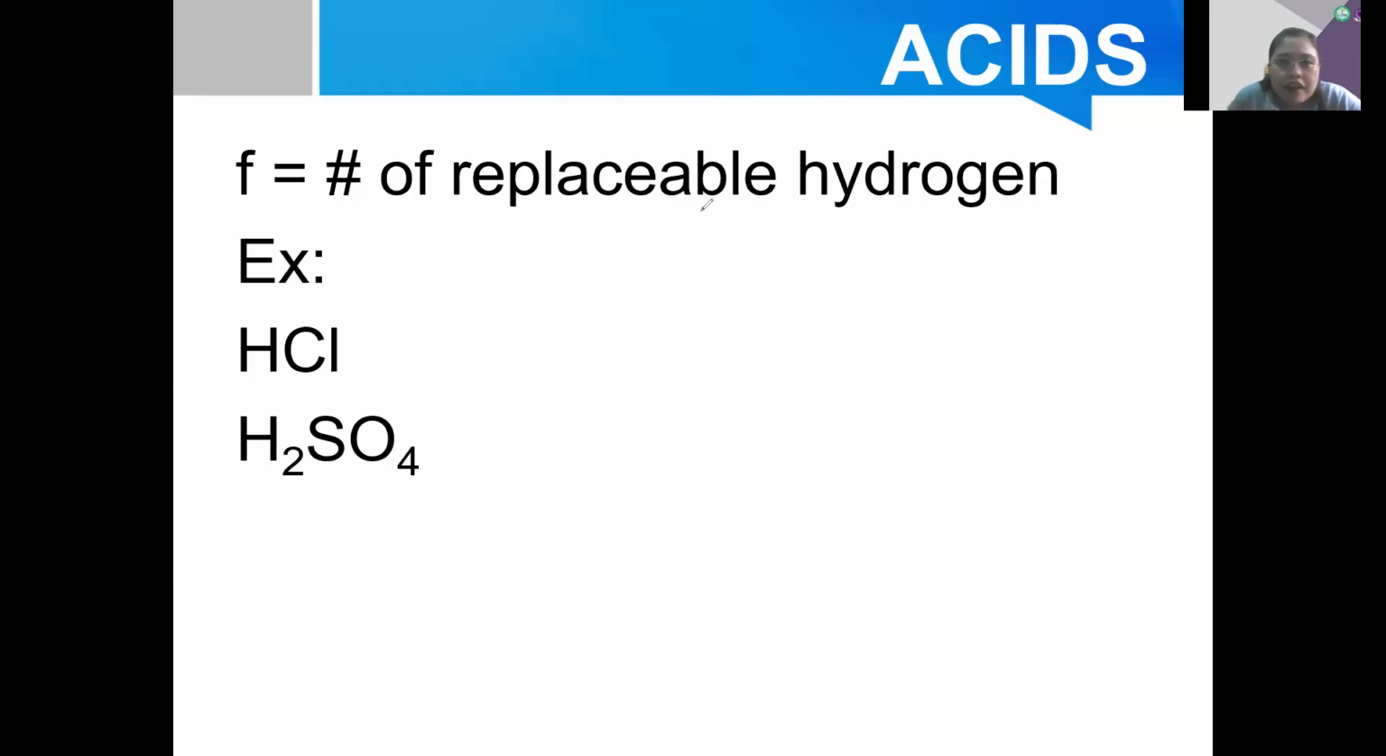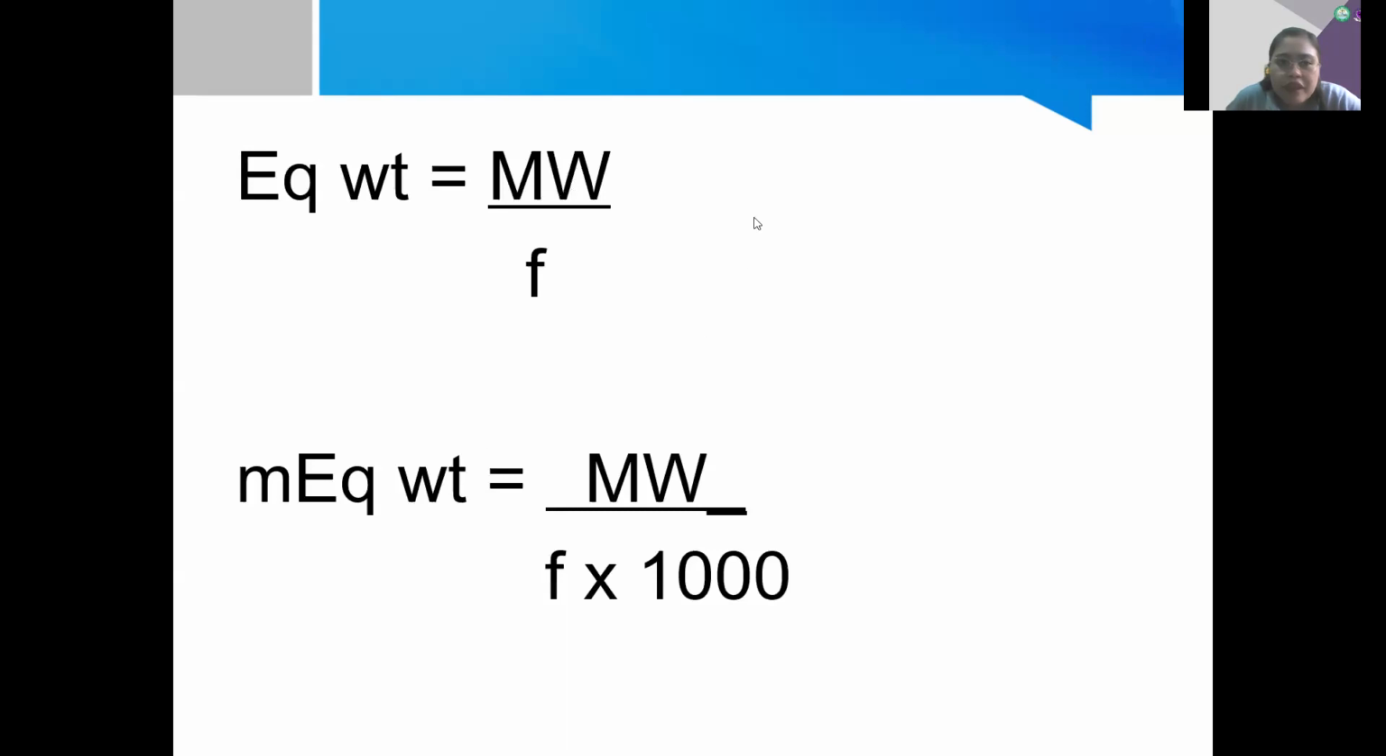A review for the computation of the equivalent weight and the milli-equivalent weight. For the molecular weight, I believe you know this very well, and I don't think I need to give you a review on that. But for the F, remember the F is dependent on what type of compound is given. So you have to make sure that you can correctly identify whether the compound is an acid, a base, or a salt. There are only three of them.